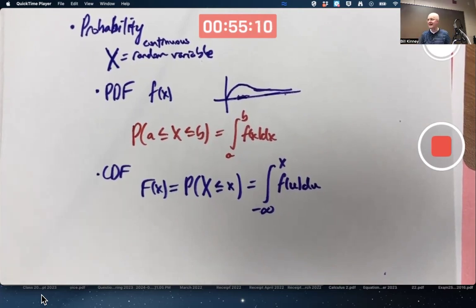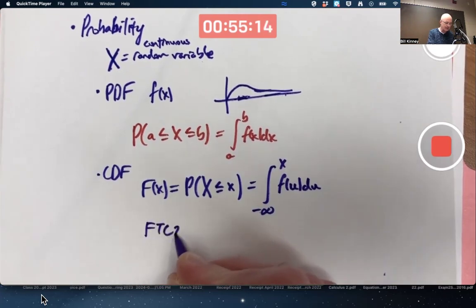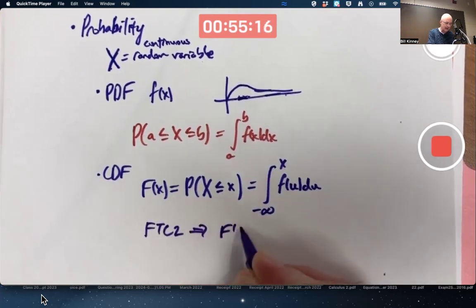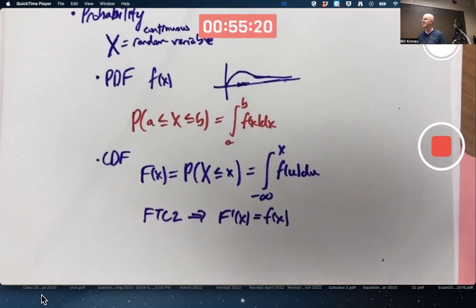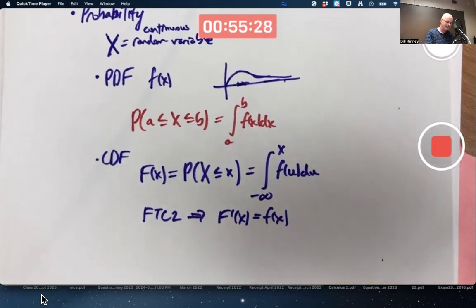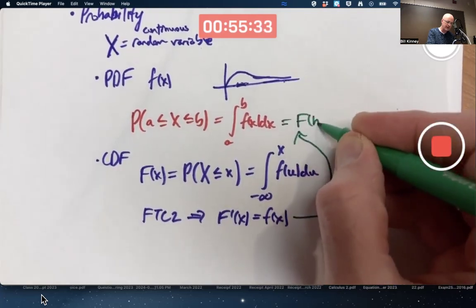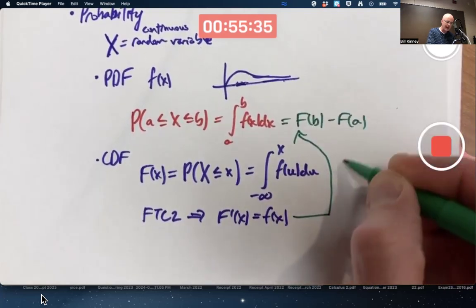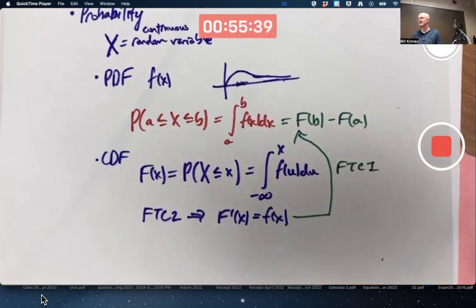Being that the upper limit is x, the FTC part 2 from chapter 6 would imply that the derivative of capital F is little f at any value of x. In other words, capital F is an antiderivative of little f. And therefore, you can use it to find probabilities, to do these integrals, as capital F of b minus capital F of a, by FTC part 1 from chapter 5.